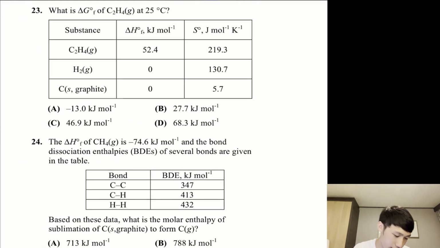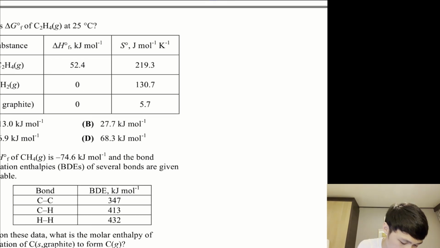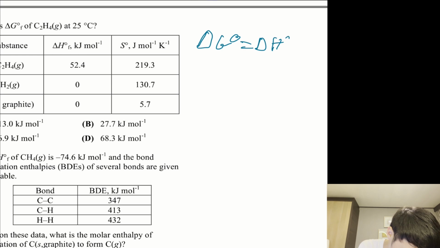Problem 23, what is the changing Gibbs free energy of formation for ethene at 25 degrees Celsius? We're going to use delta G naught equals delta H naught minus T delta S, just like we did before.